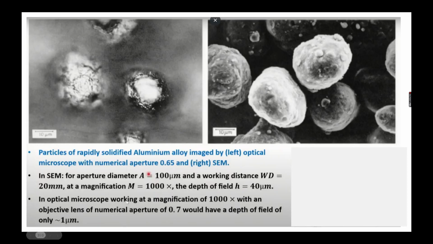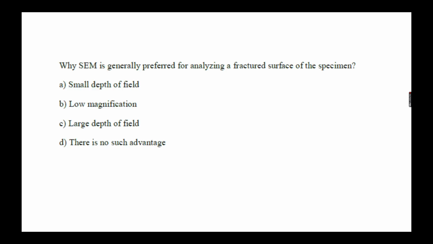In an optical microscope, a magnification of 1000x with an objective lens of numerical aperture 0.7 would have a depth of field of only 1 micrometer, but here the depth of field will be 40 micrometers. So this is your SEM image. That's why in SEM you can get a better image than in optical. So B: the working distance should be larger in order to get a good depth of field.